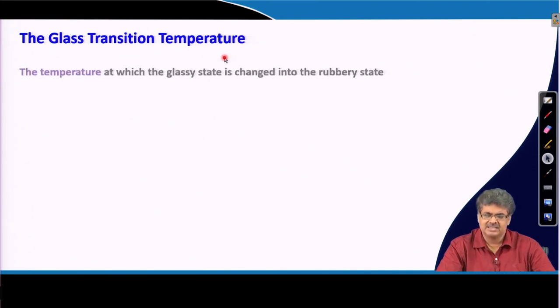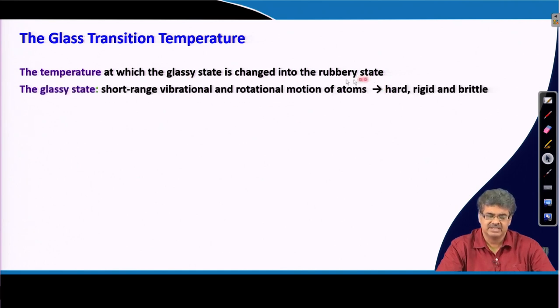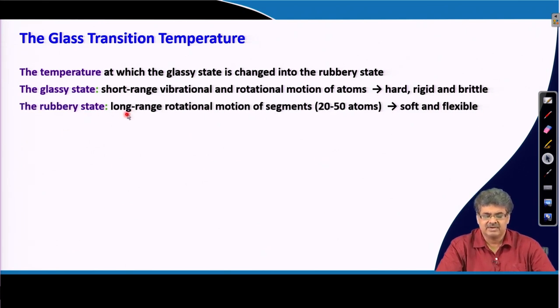We'll come back to glass transition temperature. This is the temperature at which the glassy state is changed to a rubbery state or vice versa. In the glassy state, we have short range vibrational and rotational motions of atoms, and it is a hard, rigid and brittle state. Whereas in the rubbery state, we have long range rotational motions of segments of about 15 to 20 atoms, and it is soft and flexible.